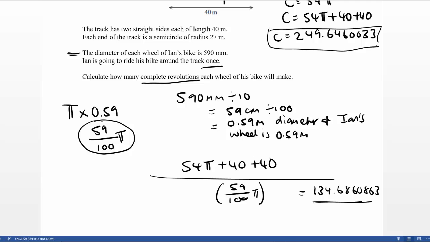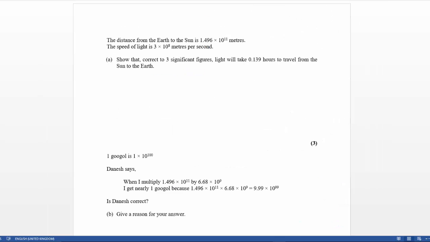But they said here, I'll highlight it again, complete revolutions. This part is not a complete revolution, so we did 134 complete revolutions. So you need 134 complete revolutions, or Ian does, in order to go around the track once.